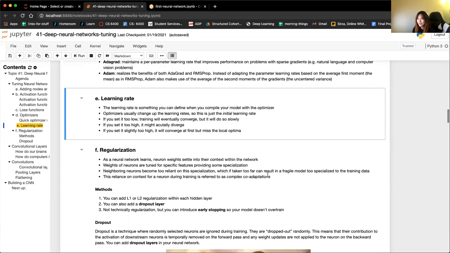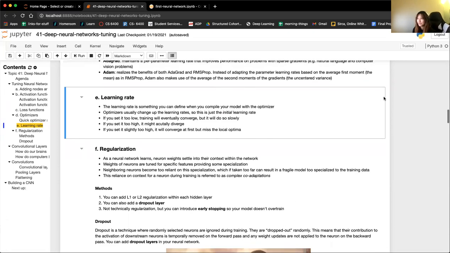All right, now I think this is the last thing I'm going to talk about, regularization. So I mentioned before that overfitting is an issue of neural networks. You can imagine because there are so many parameters. If you optimize too much to your training data, you're going to run into overfitting problems. So why do neural networks tend to overfit? As a neural network learns, neuron weights actually settle into their context within the network.